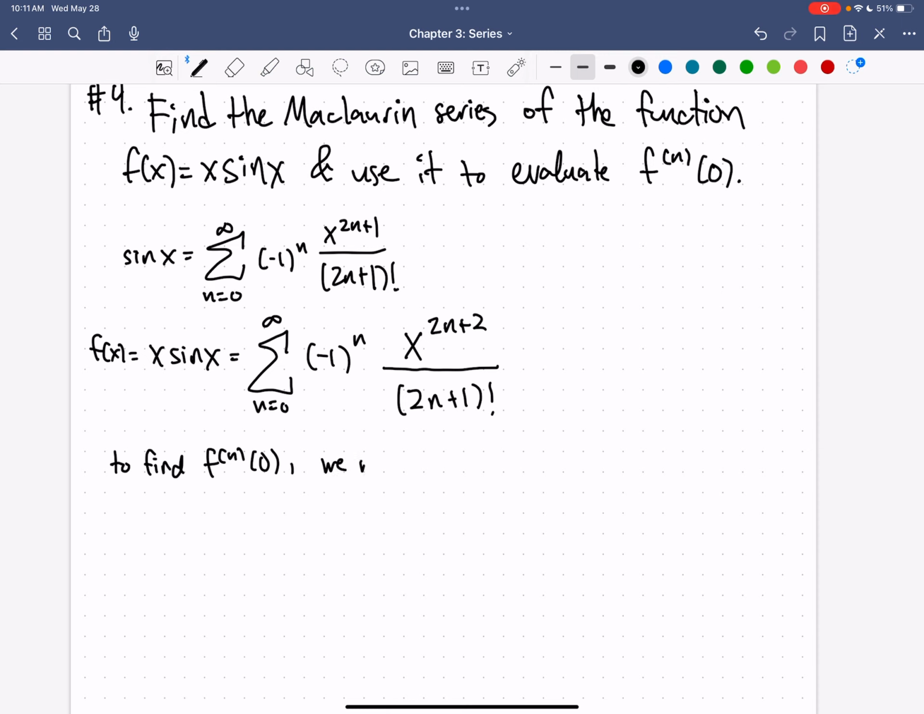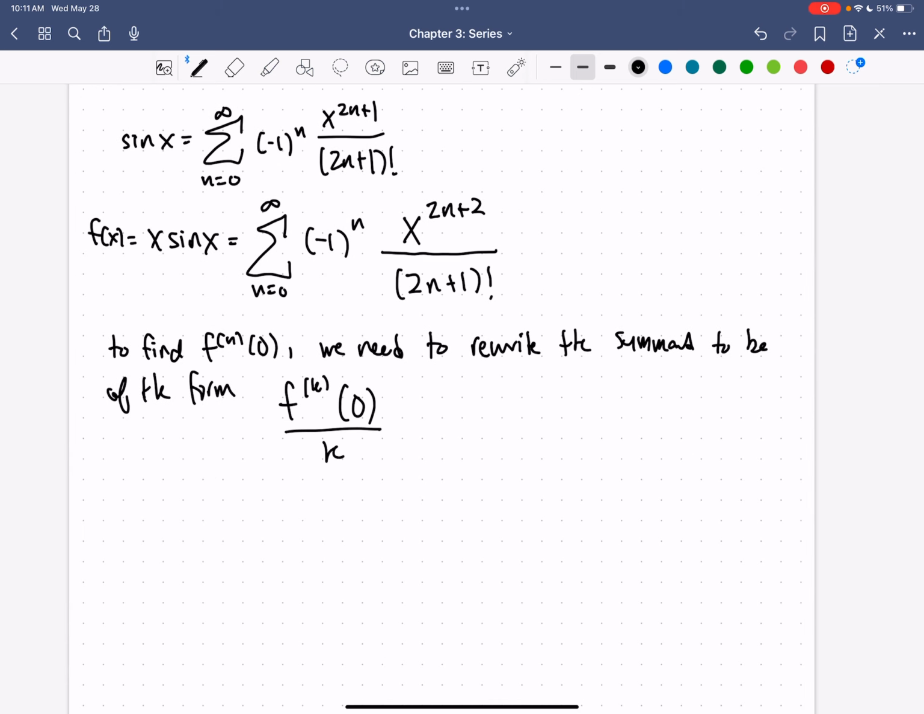Okay, we need the summand to be of the form, so I'm going to just use k here so that we don't get too distracted by different n's meaning different things. So we need it to be the kth derivative at 0 over k factorial times x to the k. So here, we've got something kind of weird here, right? We've got the 2n plus 2.